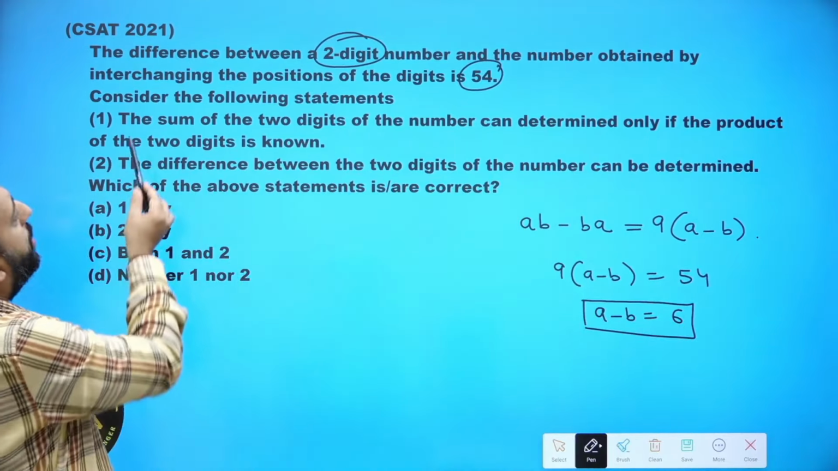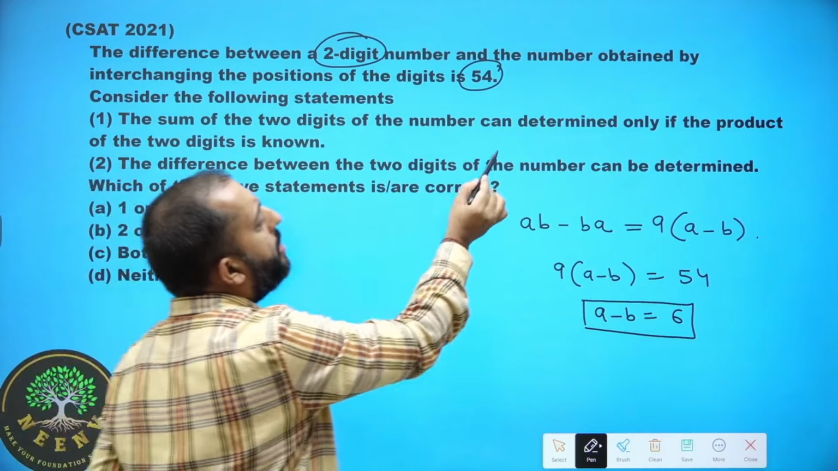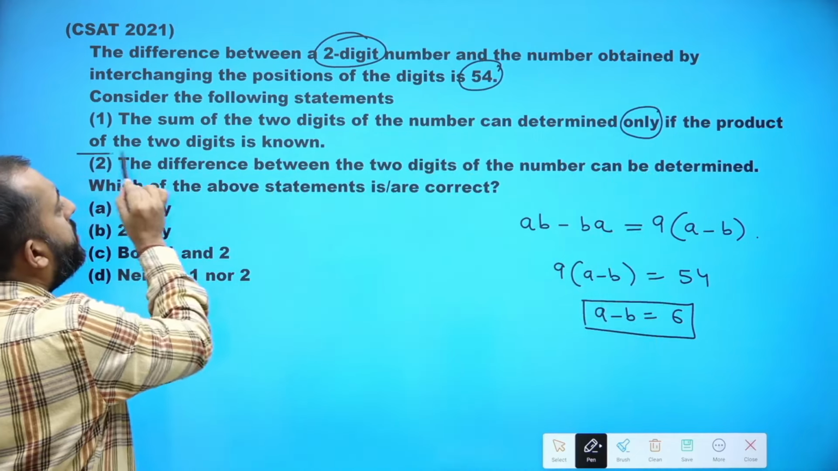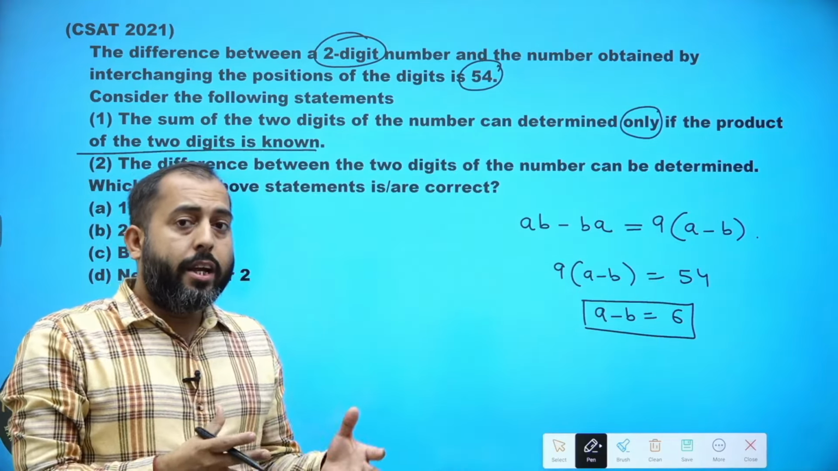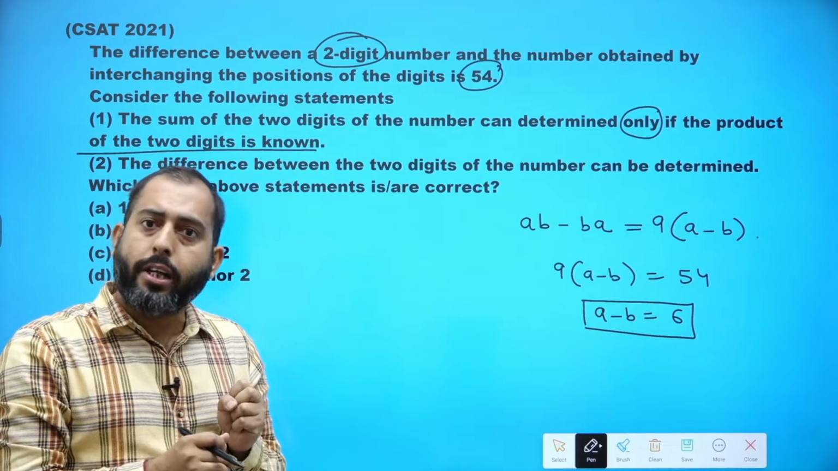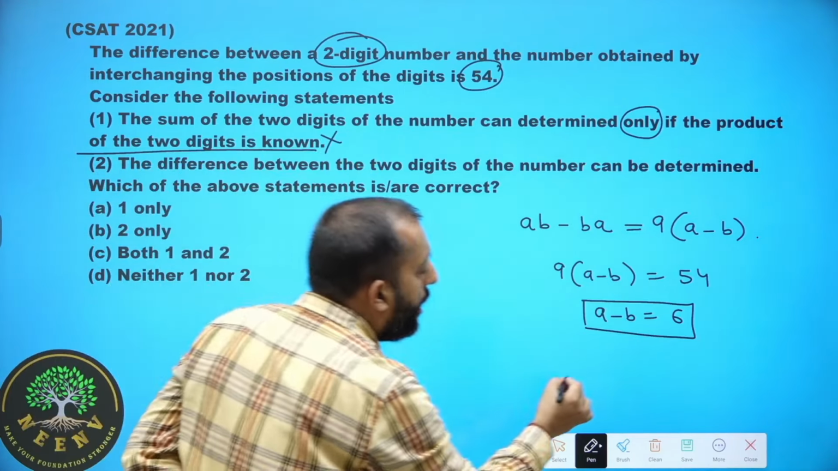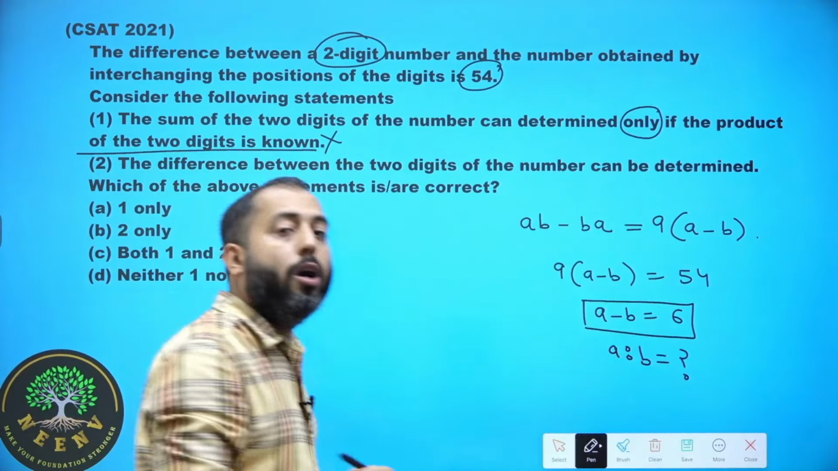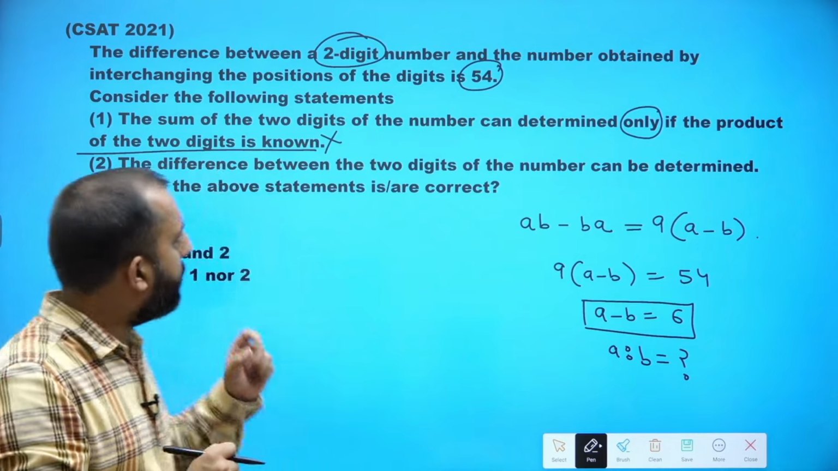So consider the following statements. The first: the sum of the two digits of the number can be determined only if the product of the two digits is known. It is not true. Why? Because if we know the ratio of those two digits, then in that case also we can find out the sum of the digits.